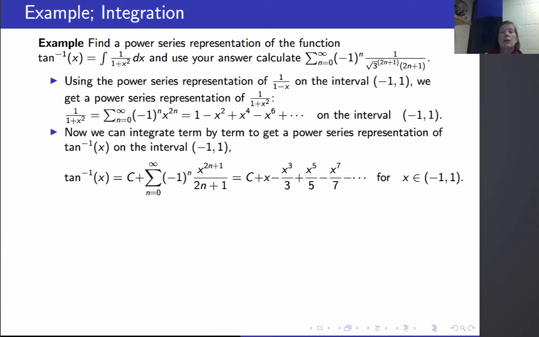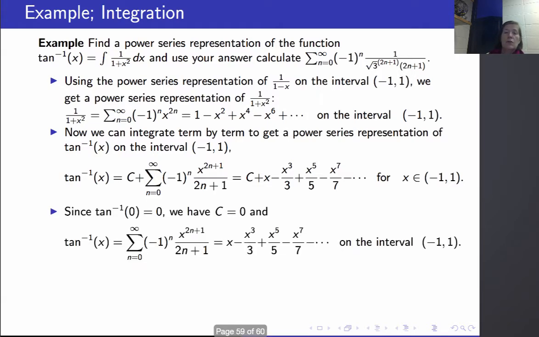And now we can integrate to find a power series representation of tan inverse. So integrating that equation, on the left we get tan inverse, and on the right we get c plus the sum from 0 to infinity of the integral of the nth term, which is minus 1 to the n x to the 2n plus 1 over 2n plus 1. So this expands as some constant plus x minus x cubed over 3 plus x to the 5 over 5 minus x to the 7 over 7 for values of x between minus 1 and 1. And this is an alternating series for any x value between minus 1 and 1.